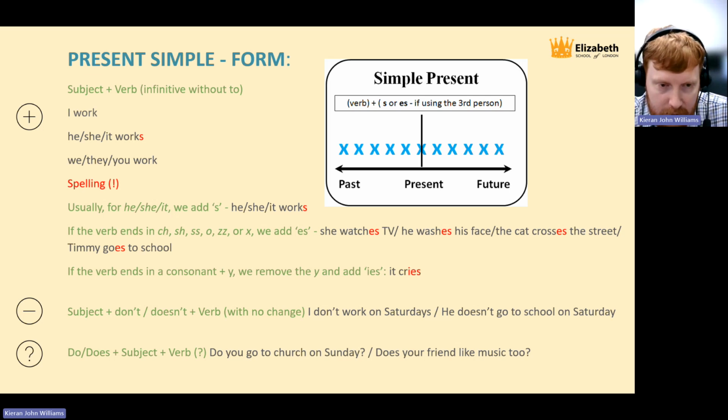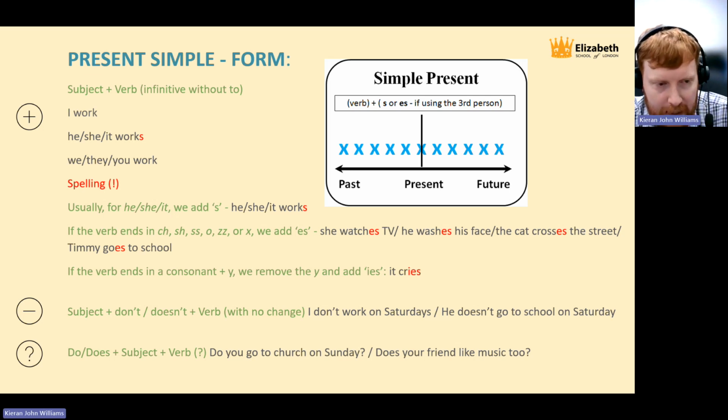On some occasions, you may need to use IES. And that is when the verb ends in a consonant, so B, C, D, F, G, and those letters. And then if the verb ends in a consonant and a Y, you remove the Y and then add IES on the end. So in the example here, we have cry, so that is C-R-Y. R is a consonant, then we have Y, so we remove the Y and add IES onto the end of it. Okay. All right. So that is what we do in the positive.